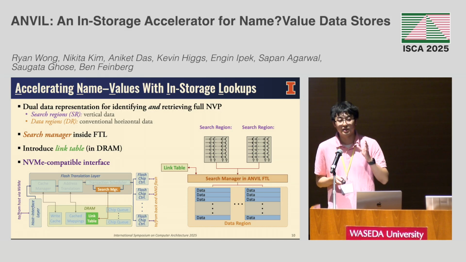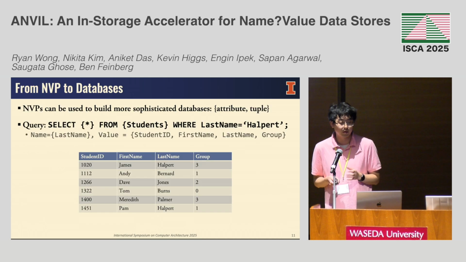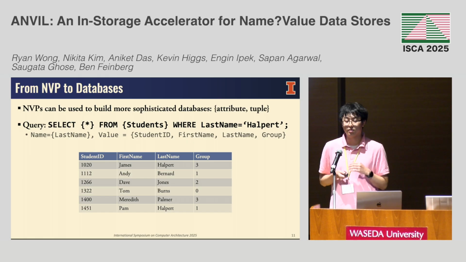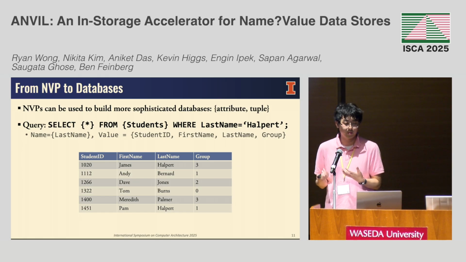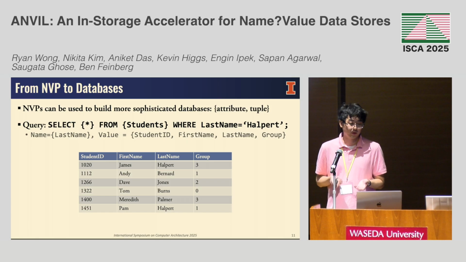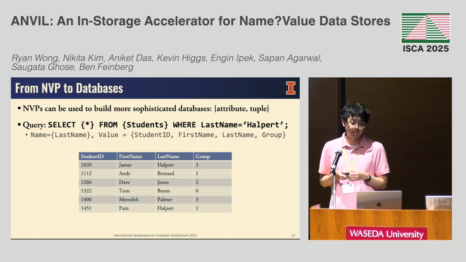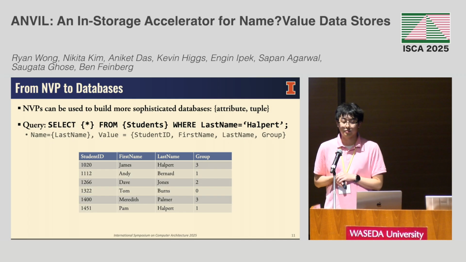Before I dig into an example of a problem using ANVIL, let's take a look at a more complex NVP, like a database table, which can be formalized as an attribute tuple relationship. For example, if I'm trying to find the people with the surname Halpert from the students table, we may formalize this with the surname being the name and the remainder of the tuple being the value.